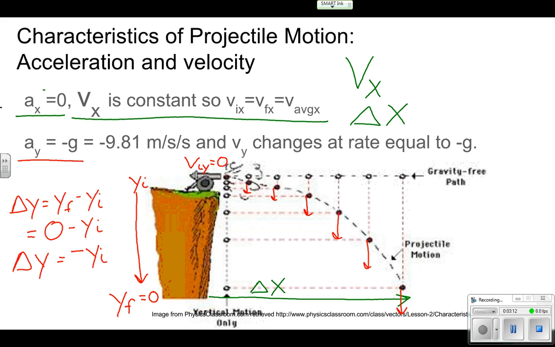So my displacement in the y direction, change in y, is equal to the negative of my initial position. All that means is, for example, if this cliff were 100 meters high, my displacement is negative 100 meters, right? Displacement is a vector. It has a direction, so it has to have that negative sign with it. But my initial position is a positive number.